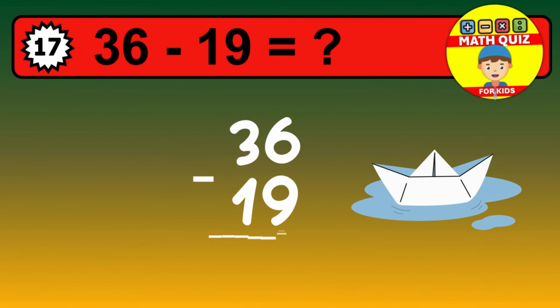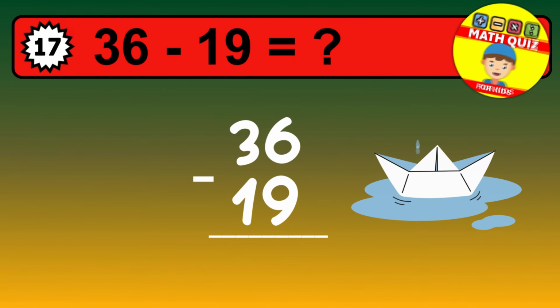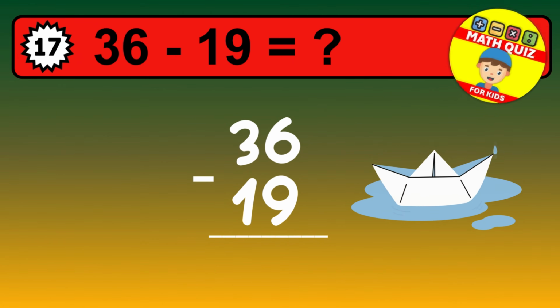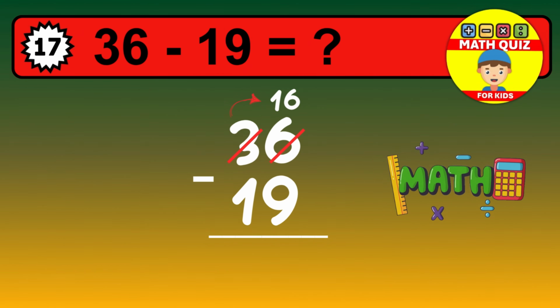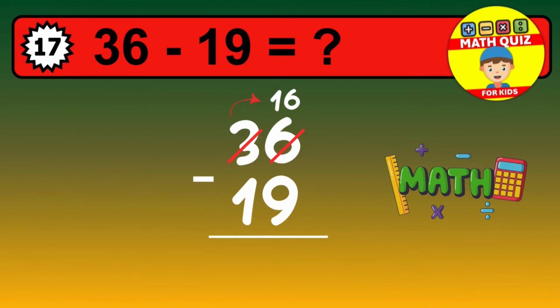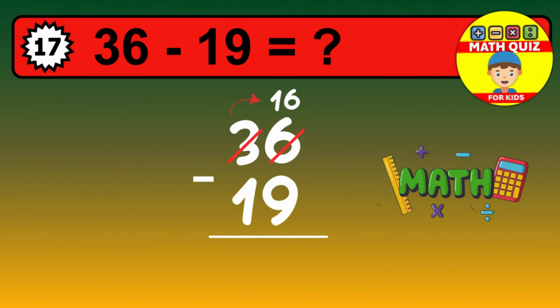Let's solve this step by step. We start with the units. 6 minus 9 is not possible, so we need to regroup. We take 1 ten from the tens column. Now we have 2 tens, and the units become 16.